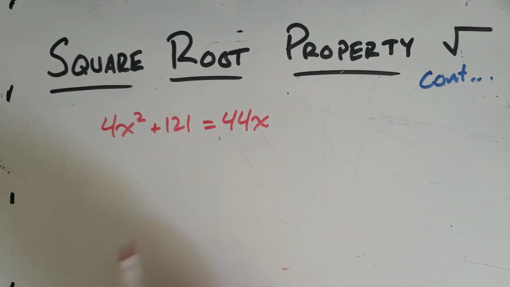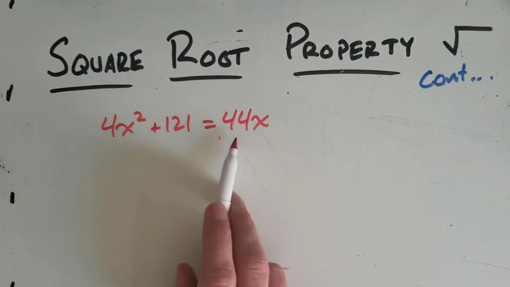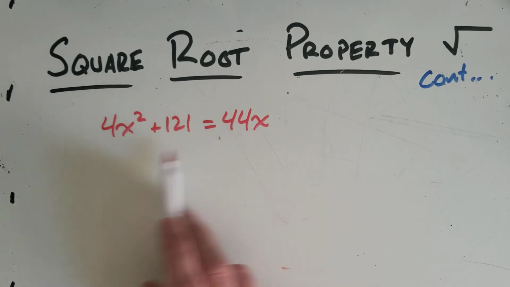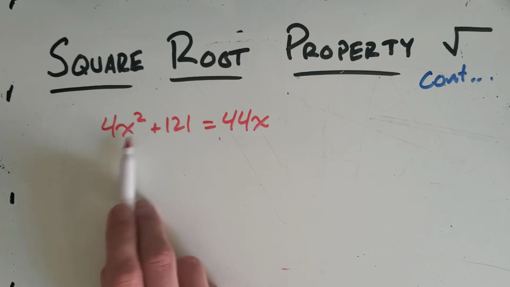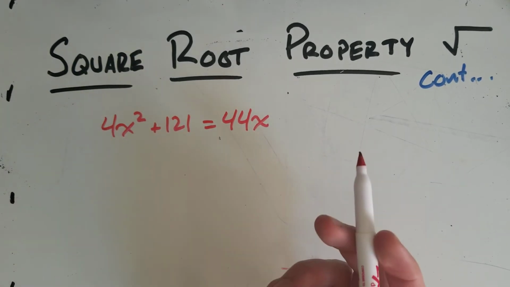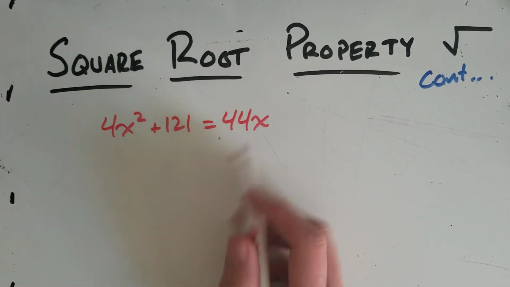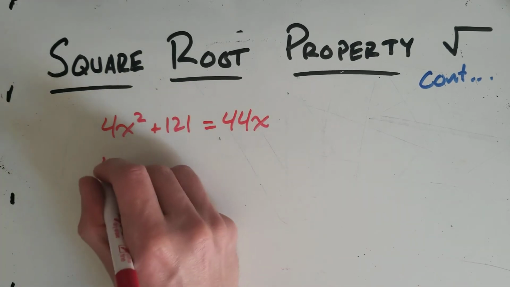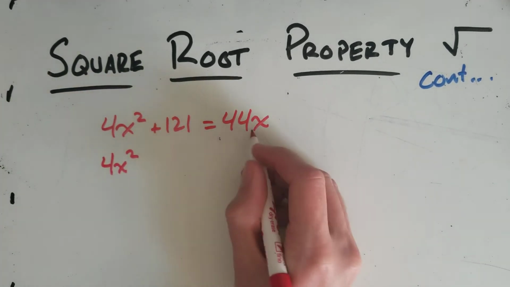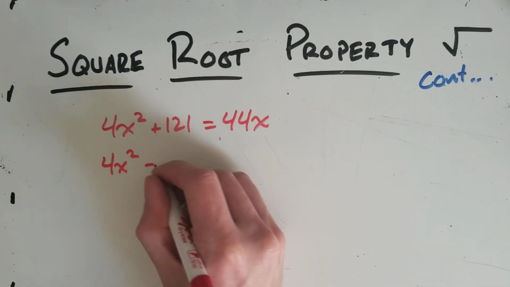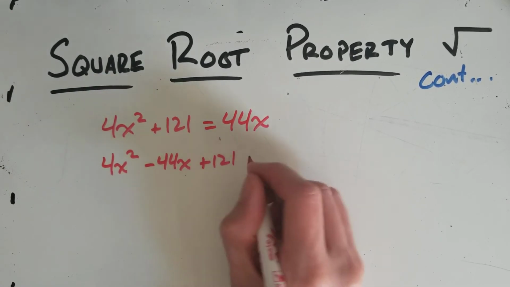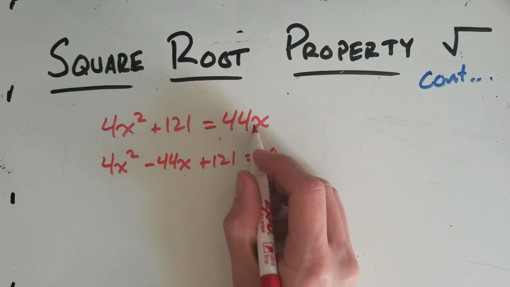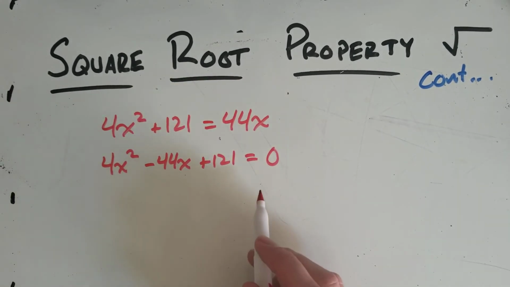Now right now, notice the right side isn't a perfect square, the left side isn't a perfect square. It's close to being a difference of squares, but we're adding, so it's not going to work for us. So I would try to get everything to the same side here. 4x squared, I'm going to subtract 44x, and I'll list things in order of degree. So minus 44x plus 121. We subtracted the 44x, so we have 0 over here.